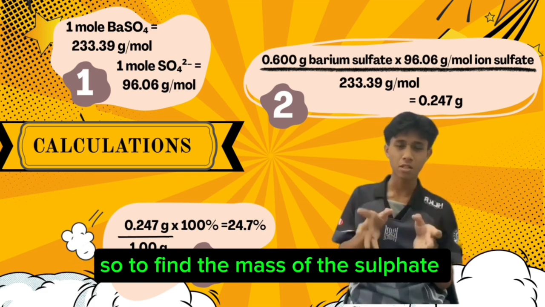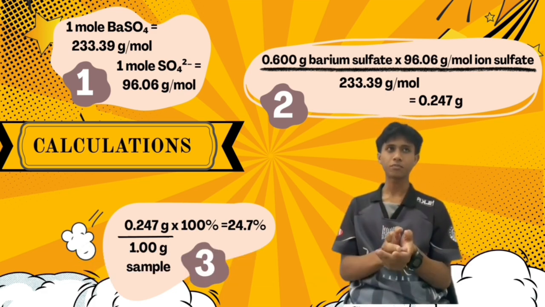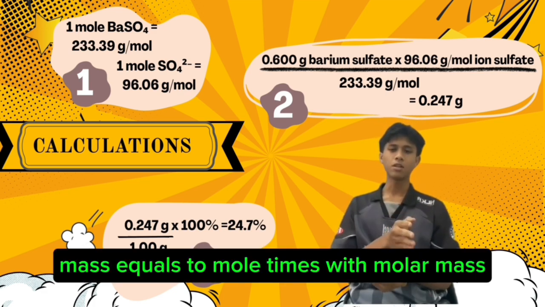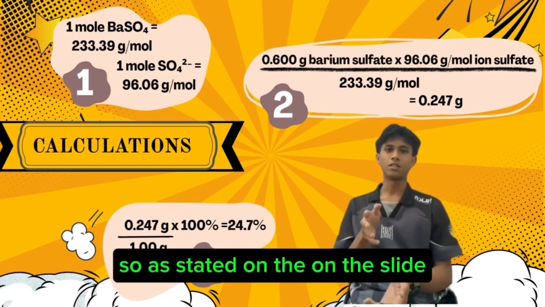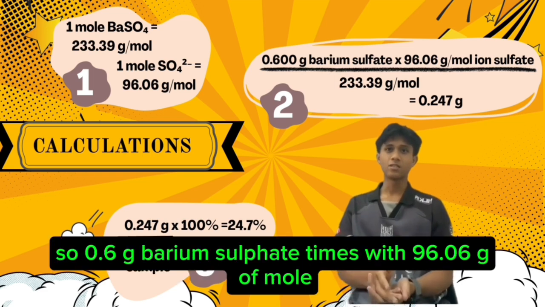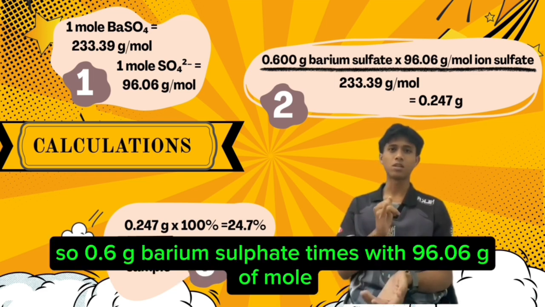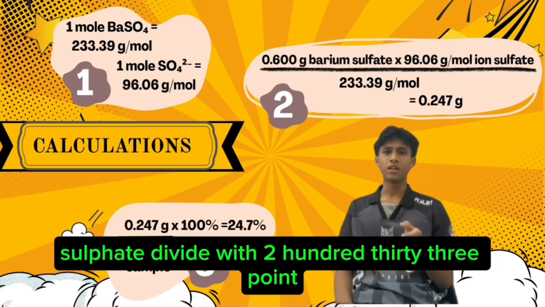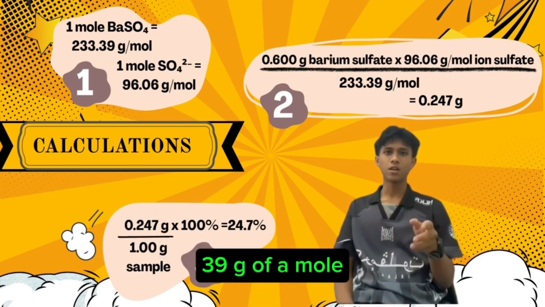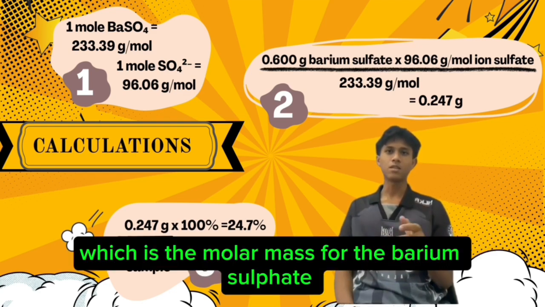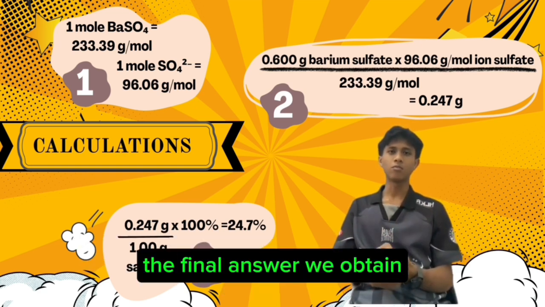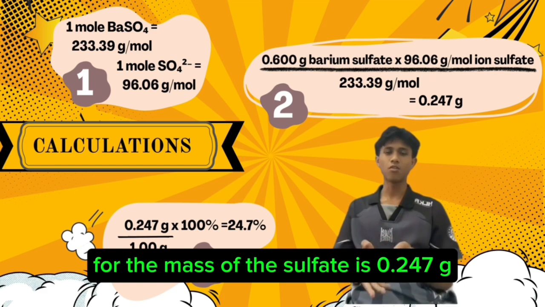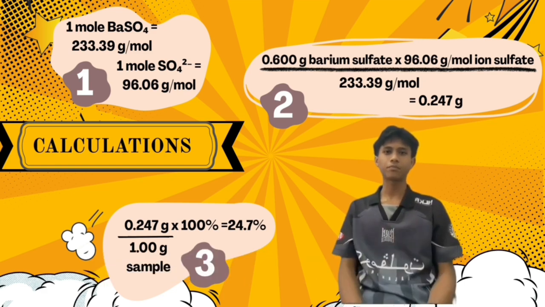To find the mass of the sulfate, we use the formula mass equals mole times molar mass. As stated on the slide, 0.6 gram barium sulfate times 96.06 gram per mole of sulfate, divided by 233.39 gram per mole, which is the molar mass of barium sulfate. The final answer we obtain for the mass of the sulfate is 0.247 gram.